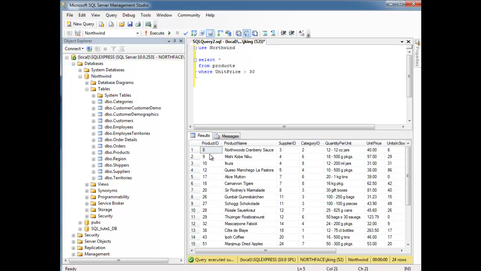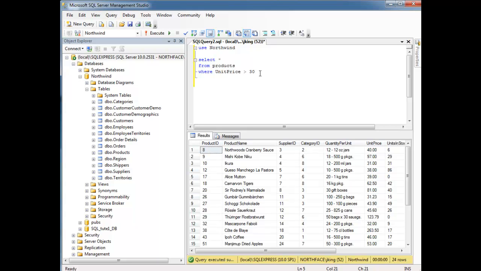Notice we lost a few. We don't have products with product IDs 1, 2, 3, 4, 5, 6, or 7 anymore. We have 8, 9, 10, 12. These are the ones with the unit price greater than 30, and I presume this is U.S. dollars. Units don't matter, but for purposes of the example, it's just 30, whatever 30 means.